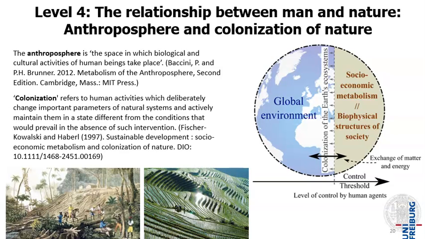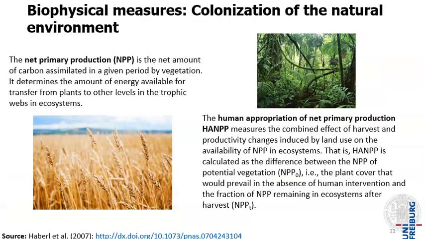It means, A, we create a deliberate change, so we have a plan that we want to change something to become productive for us, and we actively maintain those parts of nature, which are now part of the cultural landscape. So the two aspects, deliberate change and active maintenance, are the two characteristics of the process of colonization of nature. And we can try to measure this colonization, and the main indicator here is called HANPP, the human appropriation of net primary production. So what does it mean?